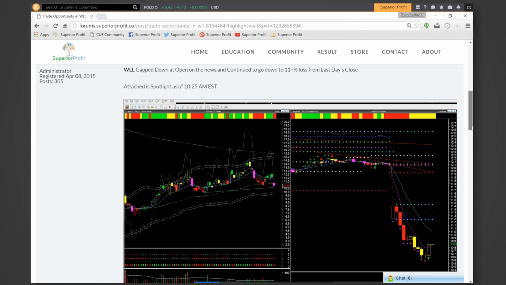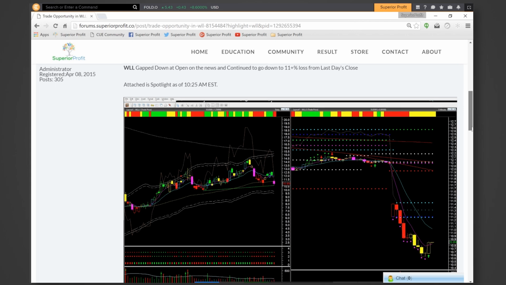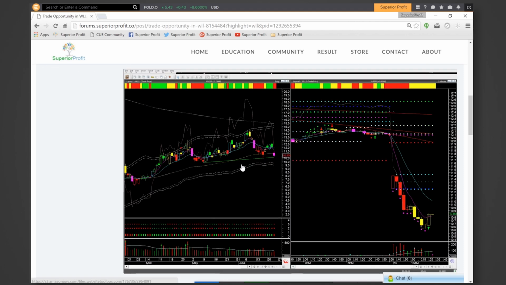So as of 10:25 on that day, this is how the chart looked like. Why don't we look at it and see how memory could be used to take a trade with confidence. On the daily chart, on the left hand side, I hope you can see the chart.